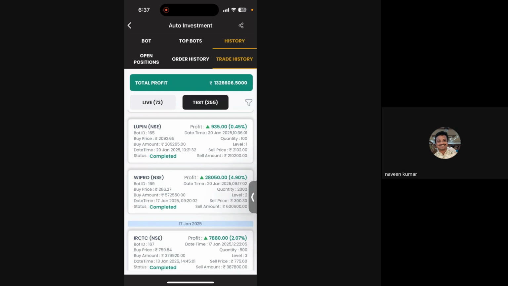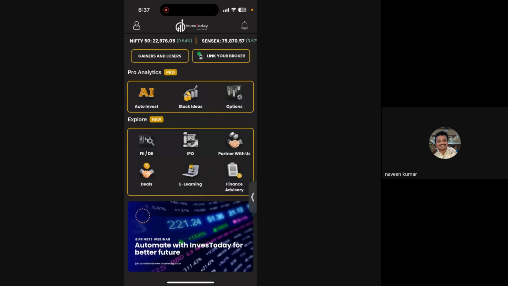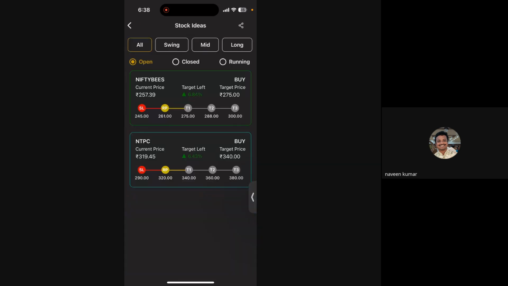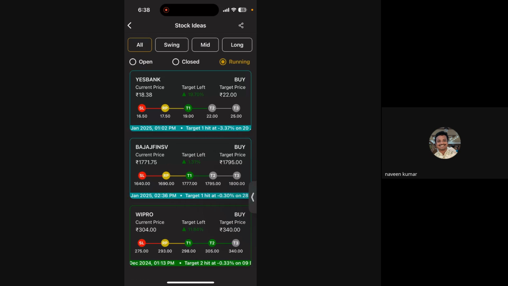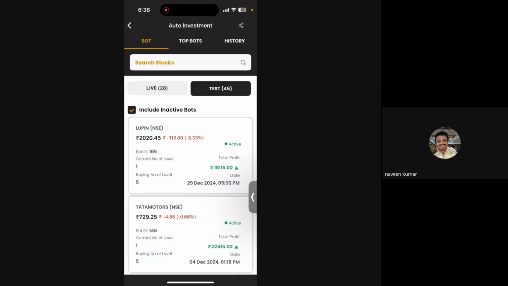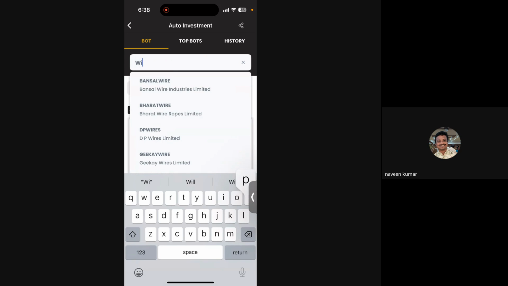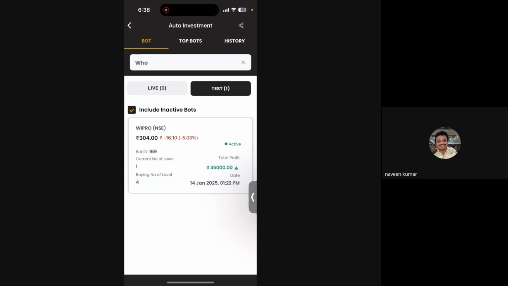Yeah, Wipro. It has given 5% return. Can you see here? On 17th Jan it bought at 286. When I gave Wipro, you can just see here in the stock ideas, in the running, you can just come and choose the stocks. I gave a buy call of Wipro at 293, but our bot picked up at 286, and sold it for very good profit. I'll just show you the Wipro bot. If you are finding difficulty, you can just type the bot name here, click here, and you will find your bot.